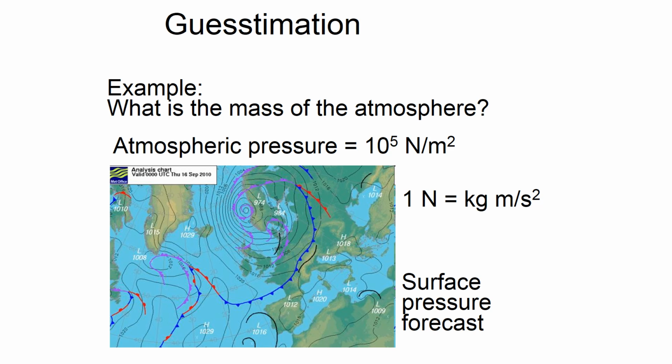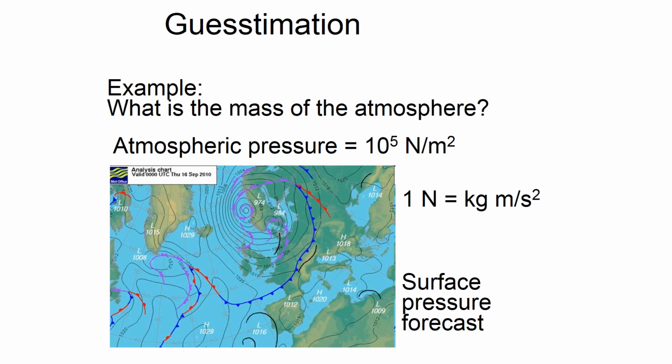We know that 1 newton is 1 kilogram meter per second squared, because a newton is a force, and force is equal to mass times acceleration. The force applied by the atmosphere to the ground is just due to its mass being accelerated, and the acceleration is gravity pulling down on the atmosphere towards the centre of the Earth. So we know what the acceleration is. That's just little g, which is 9.81 meters per second squared.